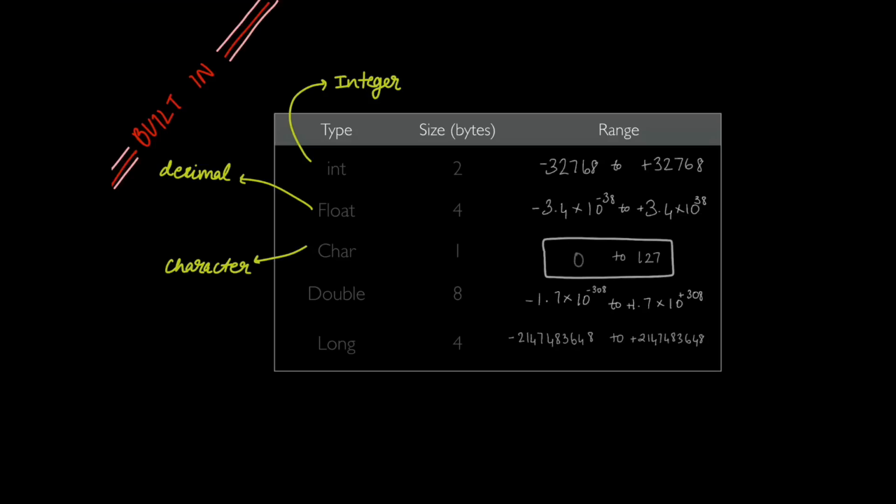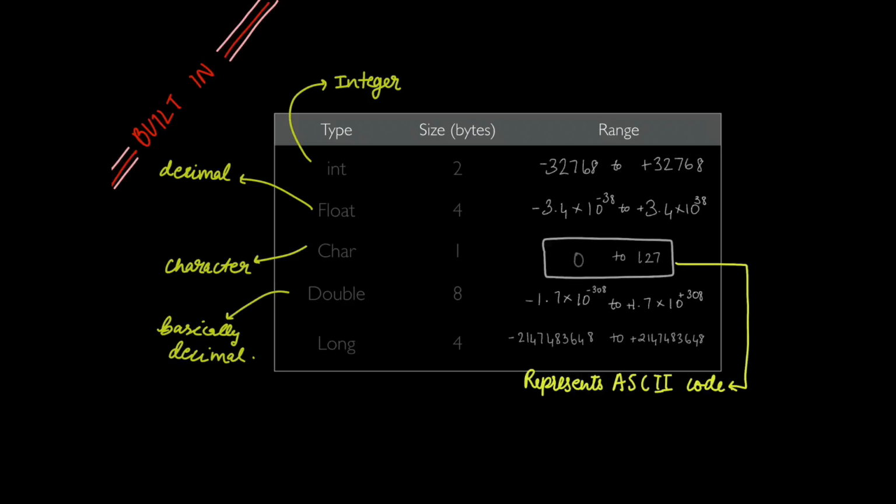Talking about the range, according to ASCII code, American Standard Code for Information Interchange, each alphabet is assigned a number from 0 to 127. Both uppercase and lowercase alphabets are included. Double is basically float data type with high precision of decimal numbers. Similar to that is long, which is basically integer data type with a wide range.